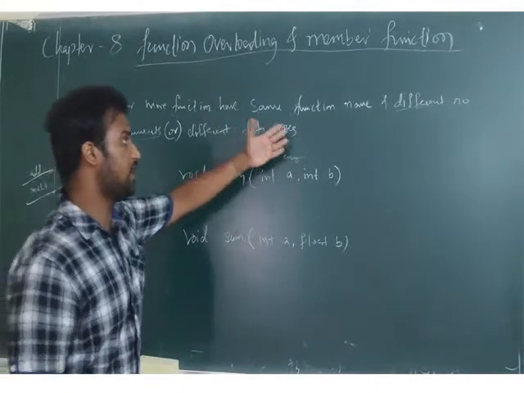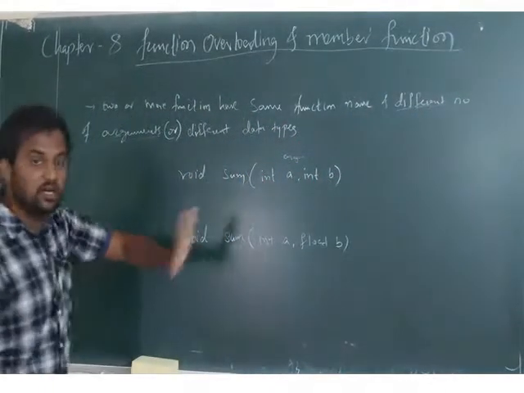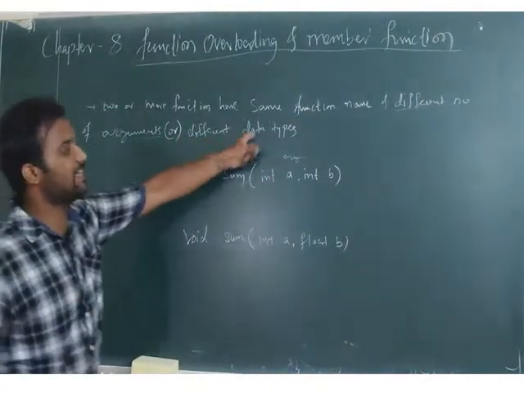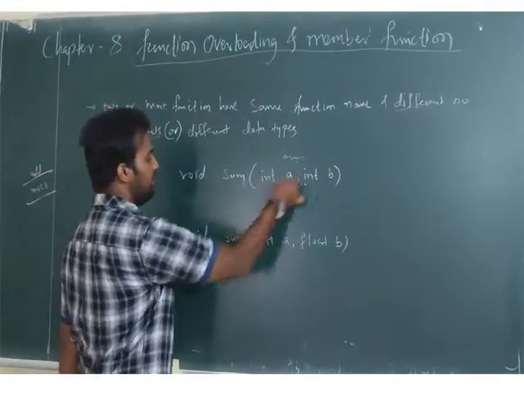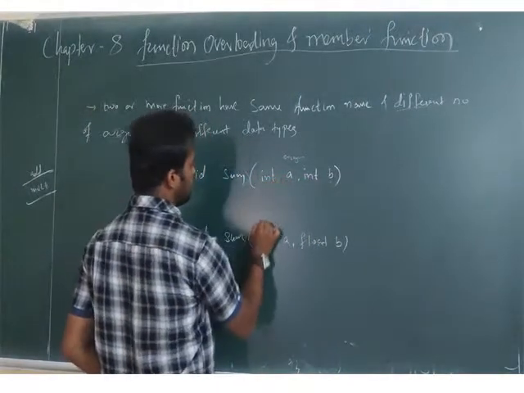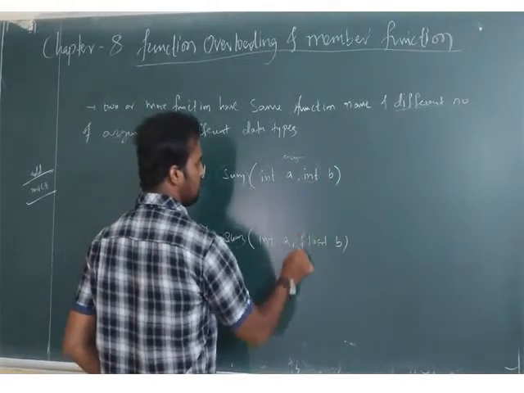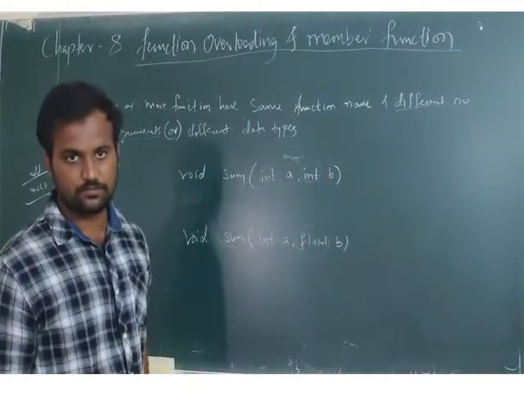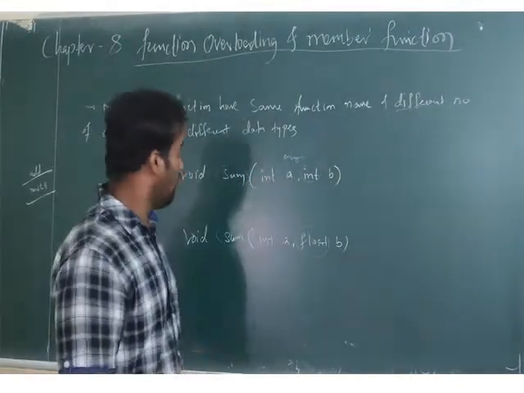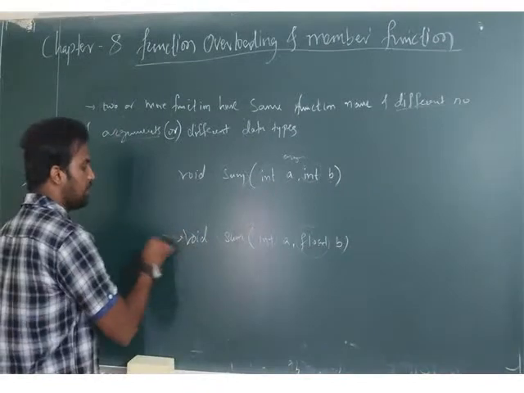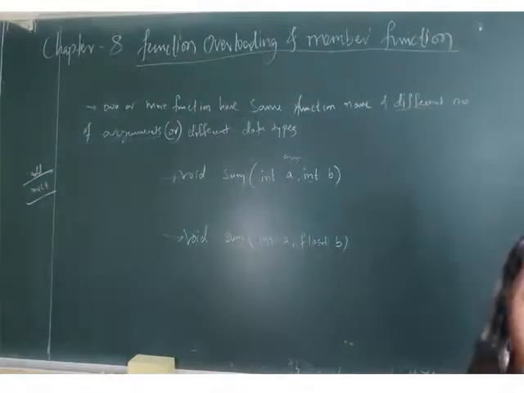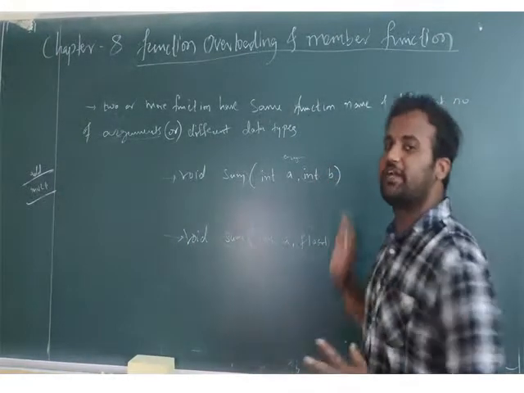Different number of arguments is not there. Here also 2, here also 2. But different data types are there. Here integer, here integer. Here integer, here float. See, this is same, but here it is becoming different. So like this, somewhere you have to make it different, or else the computer will think both are same and it will not execute it. Somewhere in arguments, we have to make a little bit of difference.